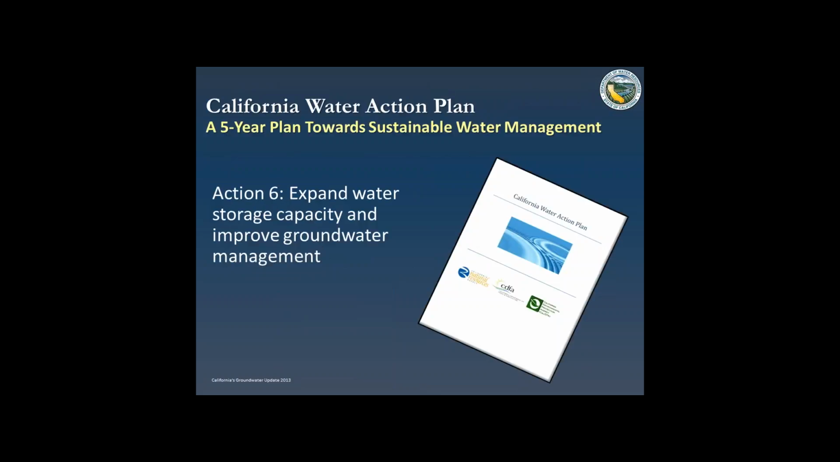And so first of all, just briefly on the California Water Action Plan, this is really a great document as far as aligning our state agencies to be working towards the same goals and objectives. It's a 5-year plan towards sustainable groundwater management. In that plan, it had a number of actions, but one of them was specifically directed towards groundwater, and it talked about expanding the groundwater storage capacity and improving groundwater management.